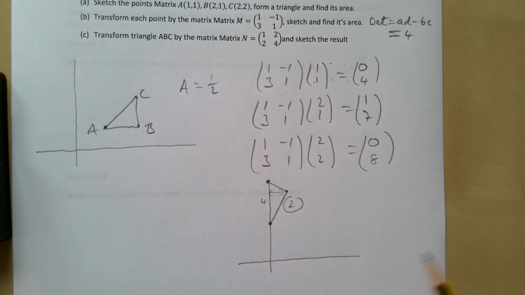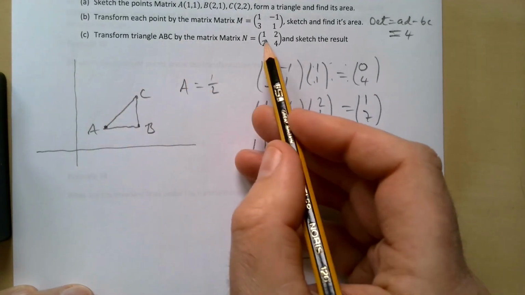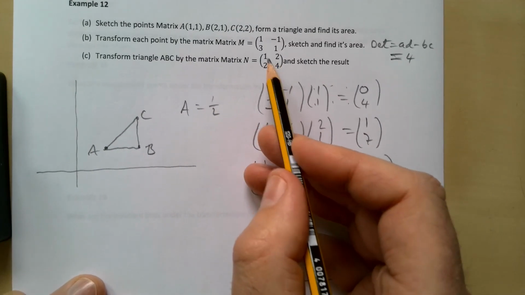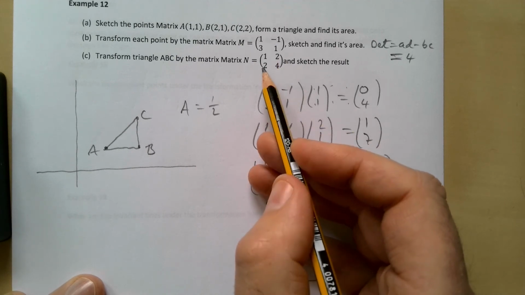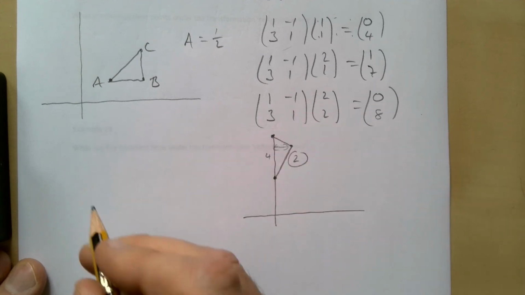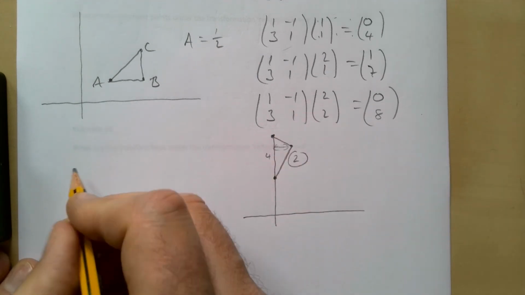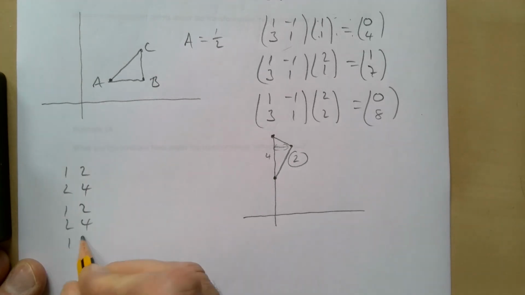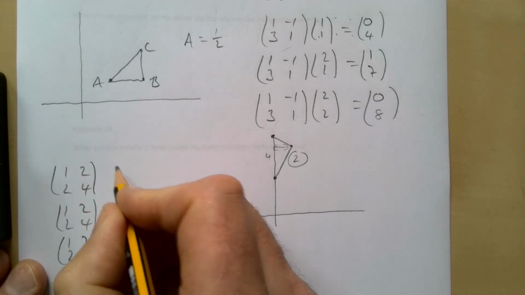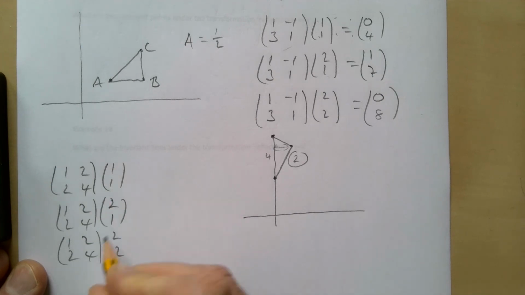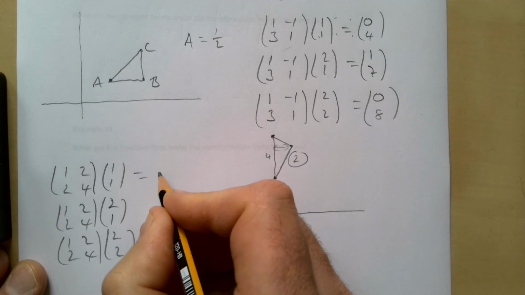Transform the triangle ABC by the matrix (1, 2; 2, 4), and sketch the results. So something weird happens here. Look at the determinant of this one. 1 times 4, take away 2 times 2, so it's going to be 0. So how are we going to get a triangle of area 0? Let's see how we get on. So we are taking our 3 points (1, 1), (2, 1), and (2, 2). They come out to be (3, 6).